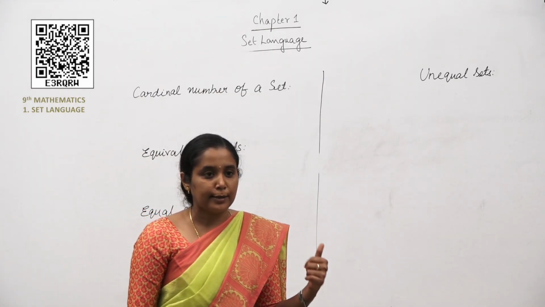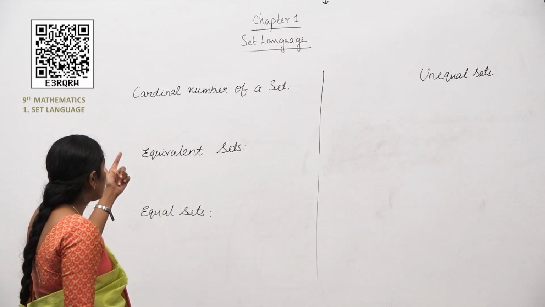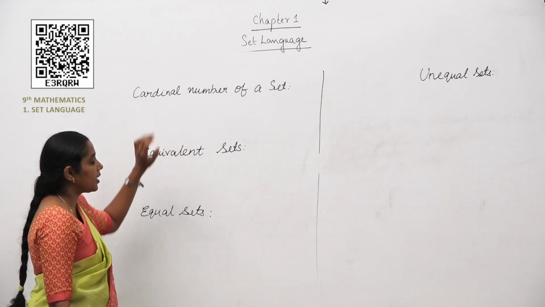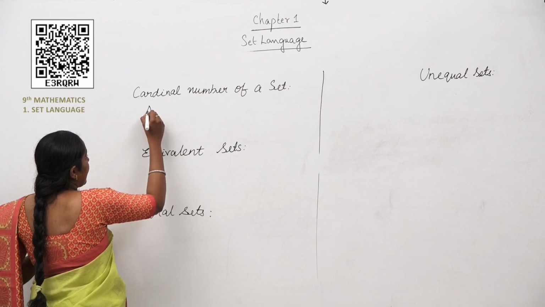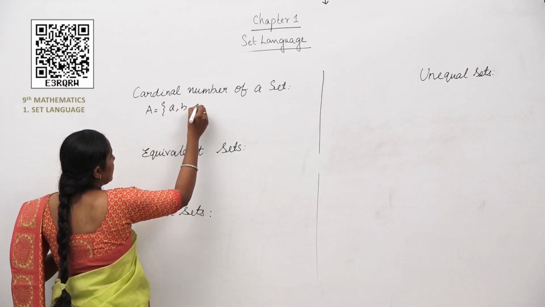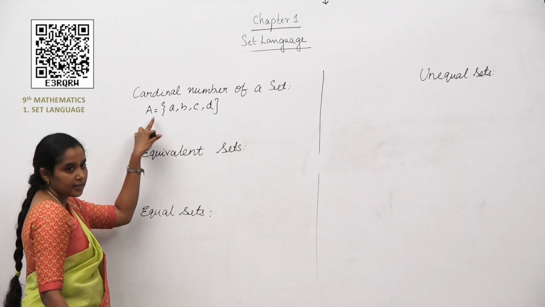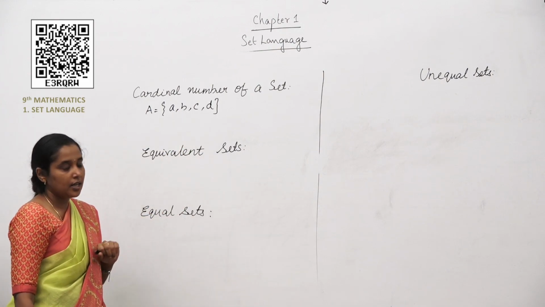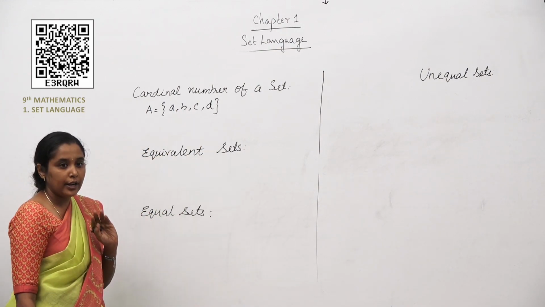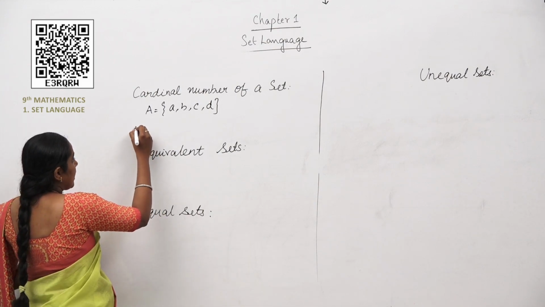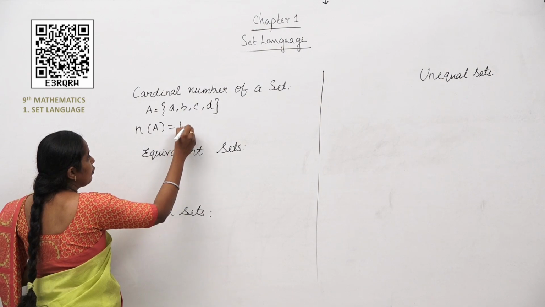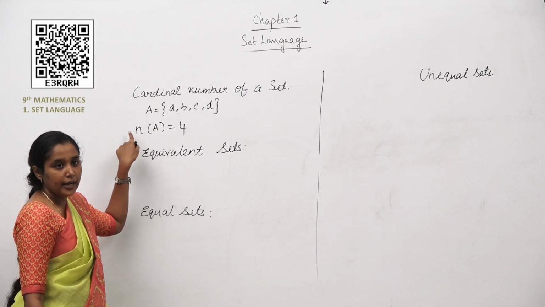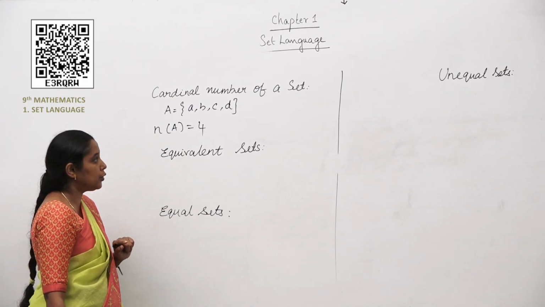To discuss further types of sets, you need to know about the cardinality of sets. Now you will learn what is meant by the cardinal number of a set. Suppose A is equal to {a, b, c, d}. How many elements are there in the set? 1, 2, 3, 4. There are 4 elements in the set, so it is denoted as n(A) is equal to 4. n(A) means the number of elements in set A.